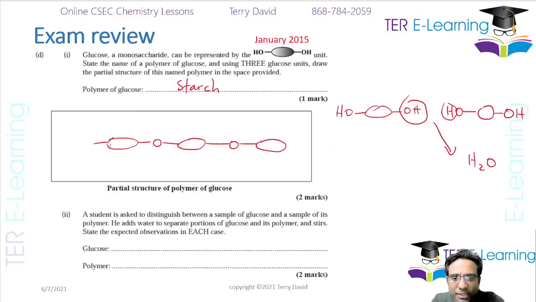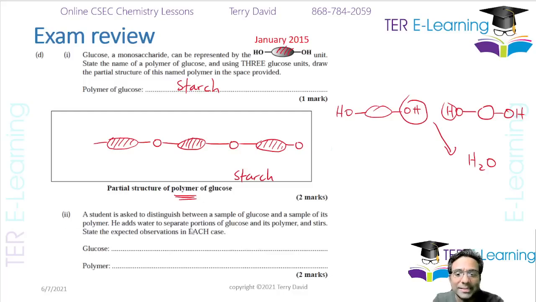So I'm going to just shade this so you can tell the difference, right? So this here is this piece I'm drawing here, right? And that O in the middle is my oxygen, right? So you have what they call the glycosidic linkage between your glucose molecules, right? So this is the partial structure of the polymer of glucose, which is starch. So this diagram here is how we represent starch, right? So 2 marks just for that, right?